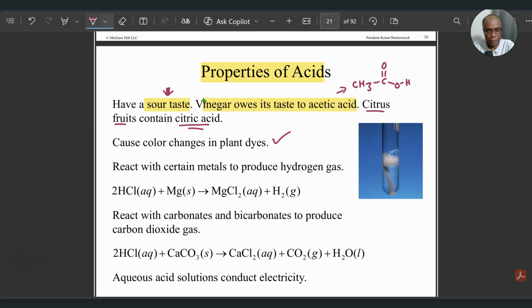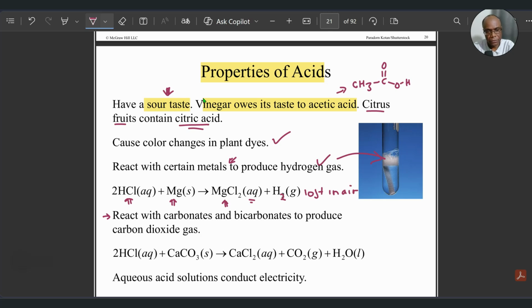Okay, acids react with certain metals to produce hydrogen gas. There's fizzling like you see there. Production of a gas during a reaction is evidence of a chemical reaction happening. So if you take magnesium ribbon and react it with hydrochloric acid, you're going to get magnesium chloride, which is soluble, aqueous. It's not a precipitate, and hydrogen gas lost in air.